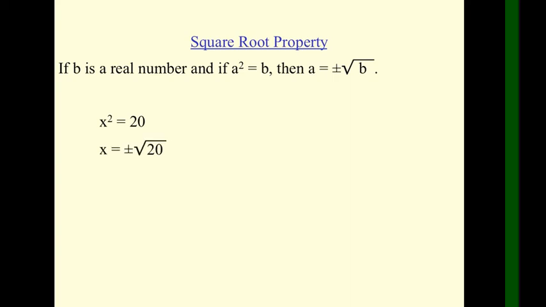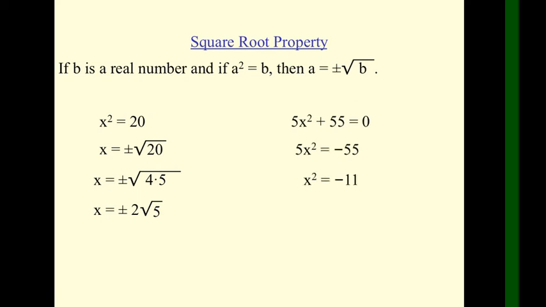So x squared equals 20, the answer is positive negative 2 square root of 5. I'm giving you additional examples. 5x squared plus 55 equals 0, so that is 5x squared equals negative 55. Divide both sides by 5. So that is x squared equals negative 11. Negative 55 divided by 5 is negative 11, and 5 divided by 5 is 1. Get the square root, so that is positive negative square root of negative 11.